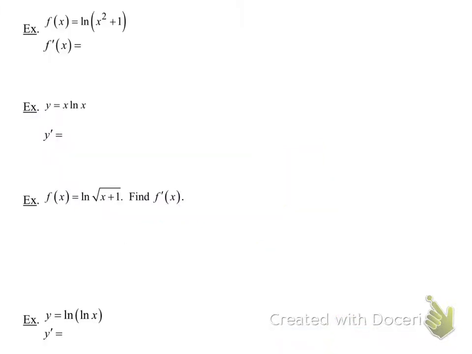Next up, the derivative of the natural log of x squared plus 1 will be 1 over x squared plus 1, all times the derivative of that which you are taking the natural log of, and the derivative of x squared plus 1 would be 2x.